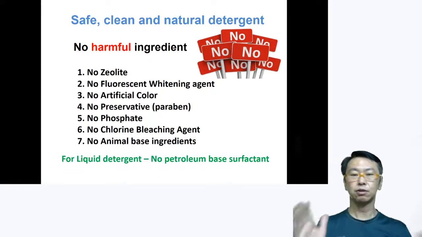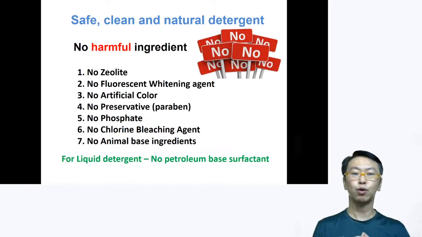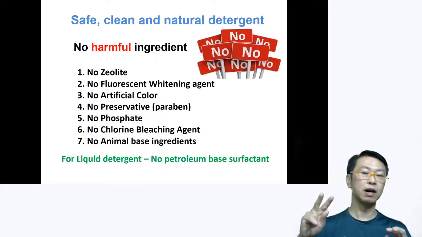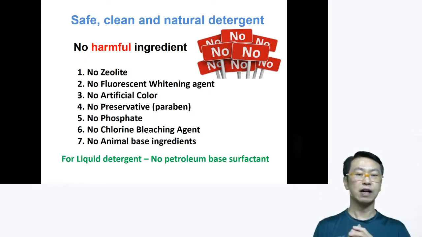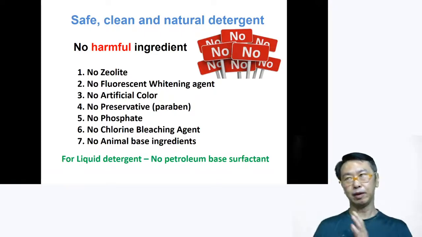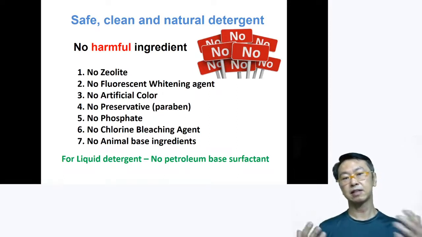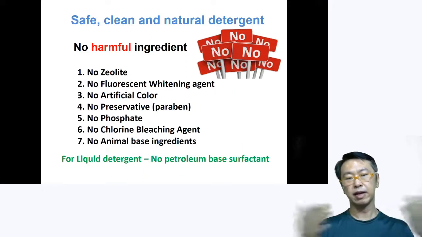Okay, so first thing is no zeolite. Later I'll explain what is zeolite. Second thing is no fluorescent whitening agent, and these two are the main concern for us today. Third is no artificial color, no preservative like paraben, because many years back, there was paraben being found in washing fabric detergent, and that's where people suspected breast cancer. Some of the cases came from this cause, and that's why there is a ban for paraben.